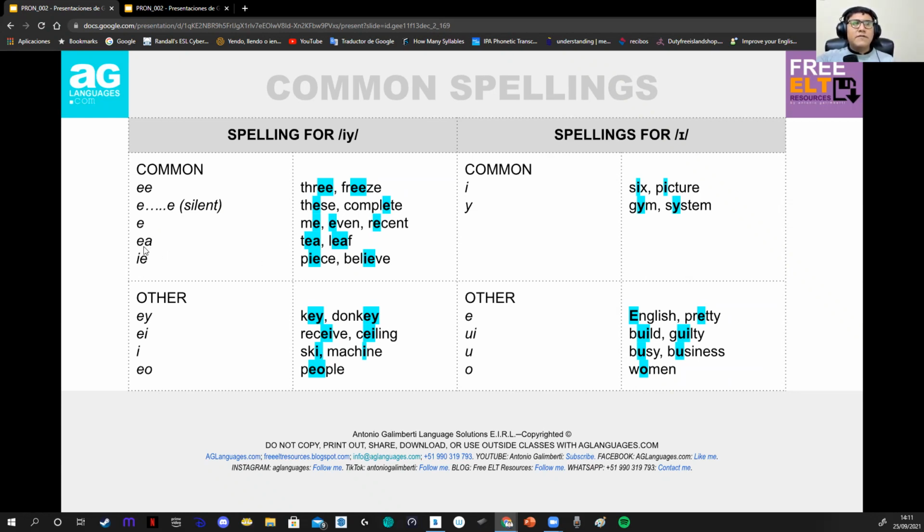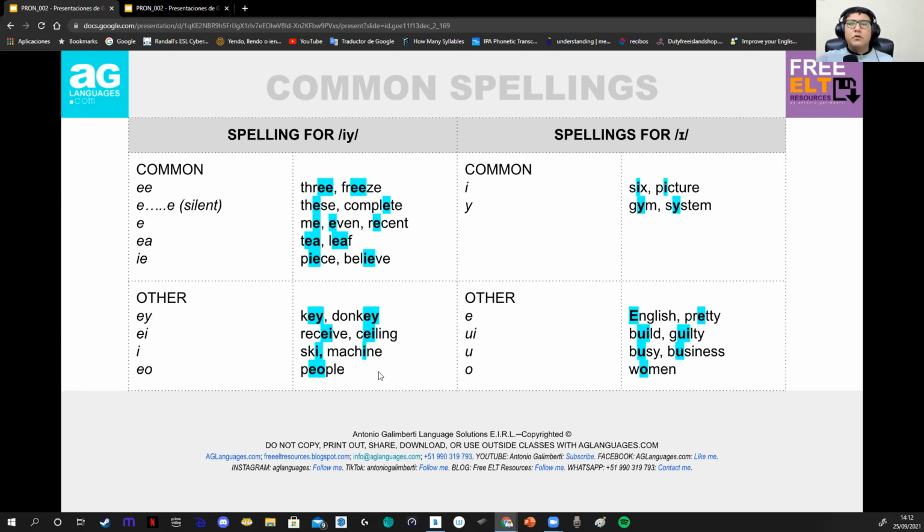In the combination of EA, T, leaf, IE, peace, believe, all right? These are some of the combinations where you can find this E sound. Other combinations are E-Y, key, donkey. E-I, receive, ceiling. I, ski, machine.